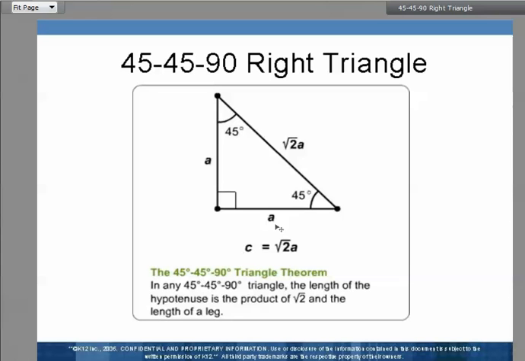Let's look at what we're assigned to do this week. We're assigned to do a lesson that deals with special right triangles. Now, we've talked about 45, 45, 90 triangles before. We've pointed out that this side and this side are the same length because it's an isosceles triangle, and these two angles are the same, so these two sides are the same.